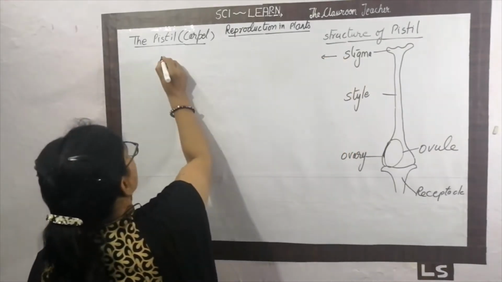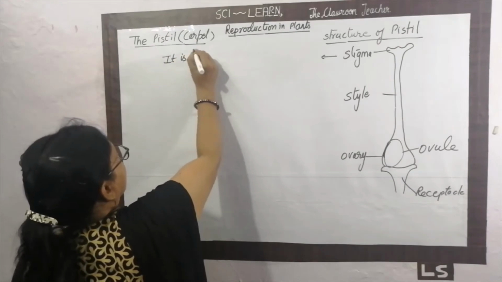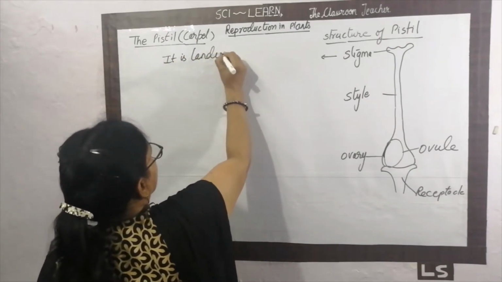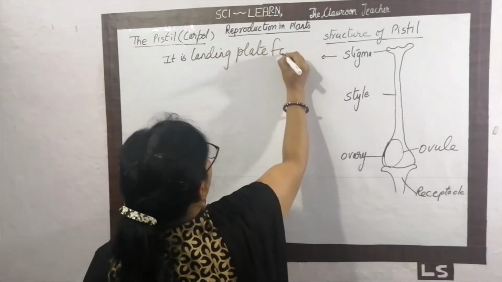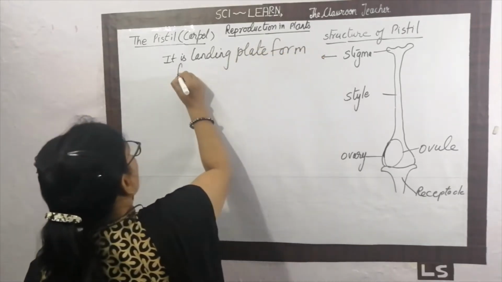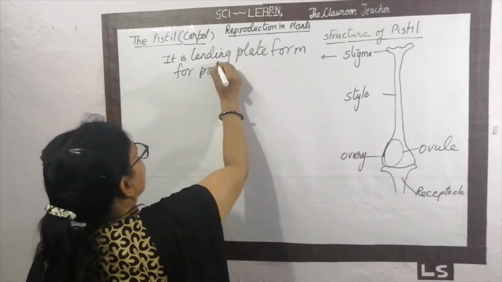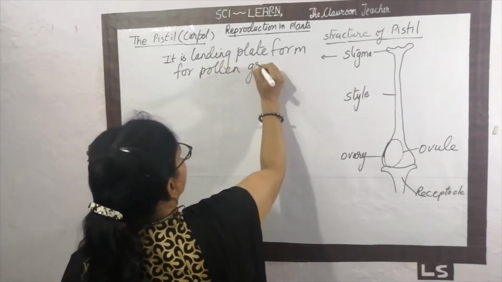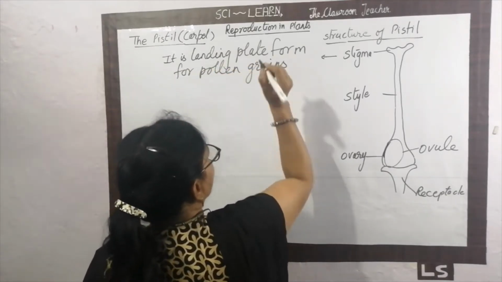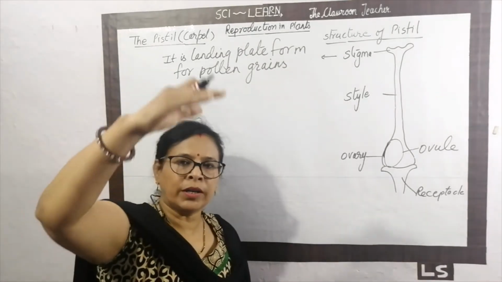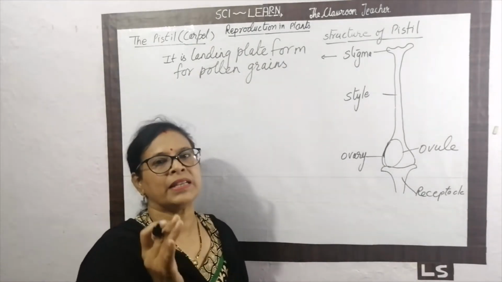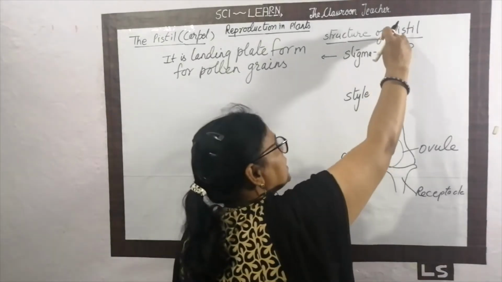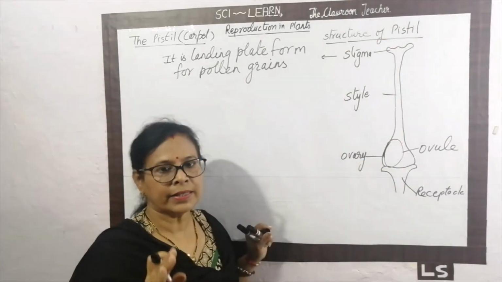The stigma is the landing platform for pollen grains. It is the place where the pollen grains fall. When pollen grains come from the male part, that is the stamen, they fall on this surface. That part is called the stigma.